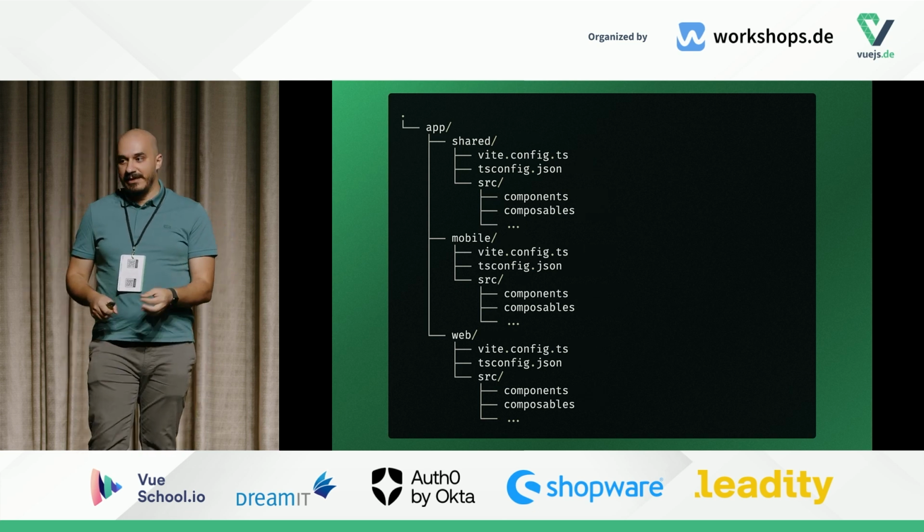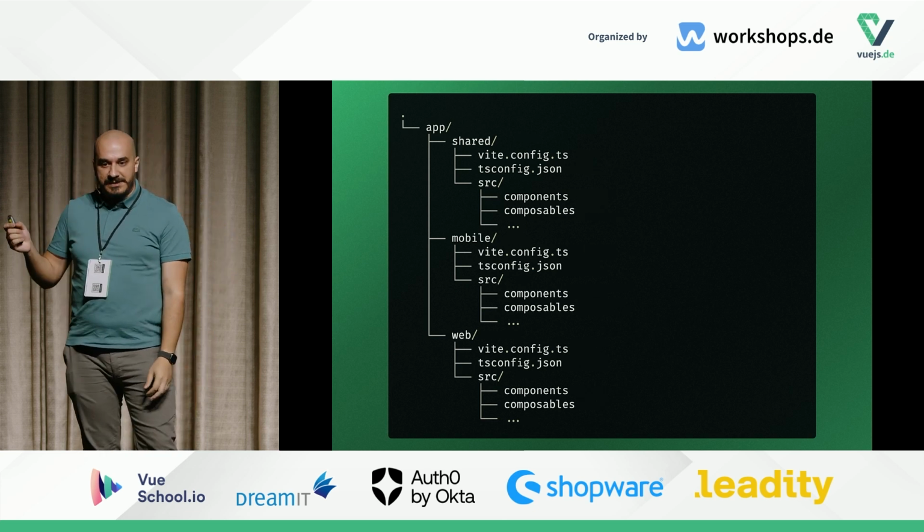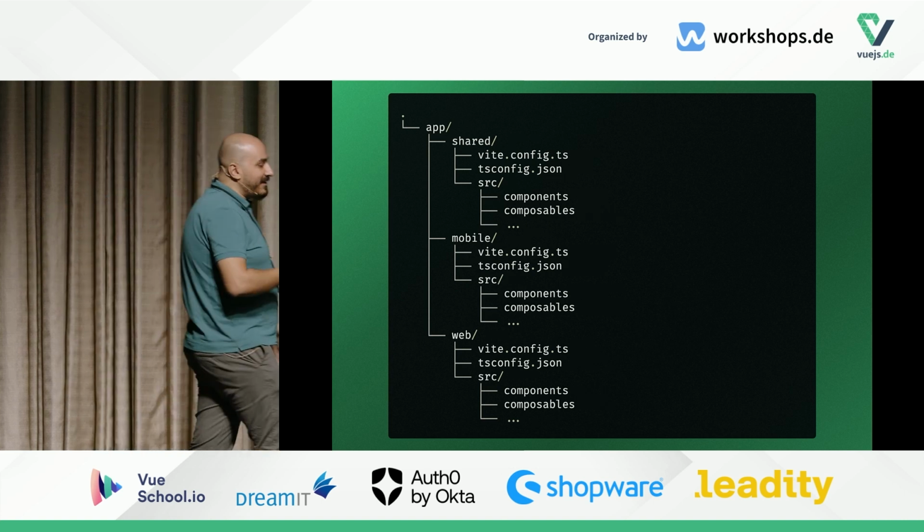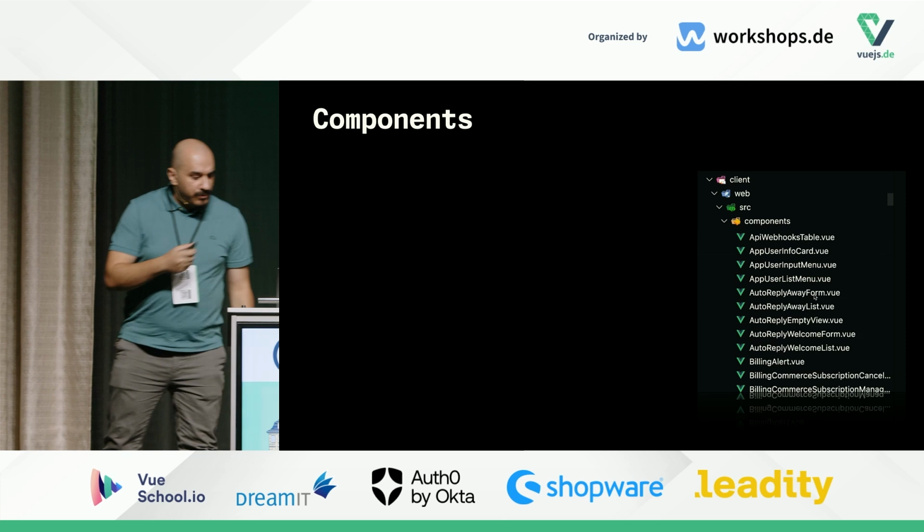Something as simple as making CSS height 100% can work on a desktop, but break on mobile. So there had to be some kind of separation. So let's talk about components.